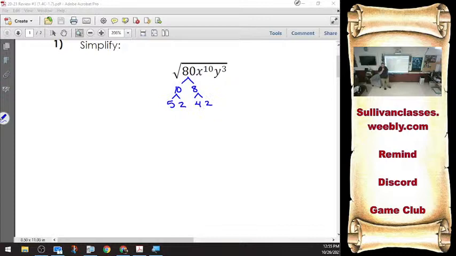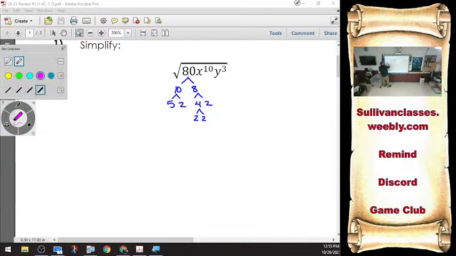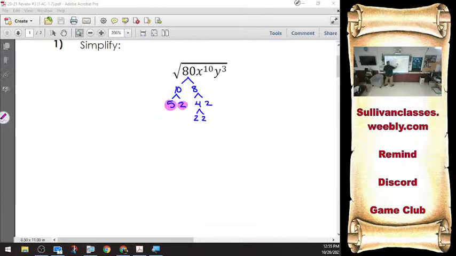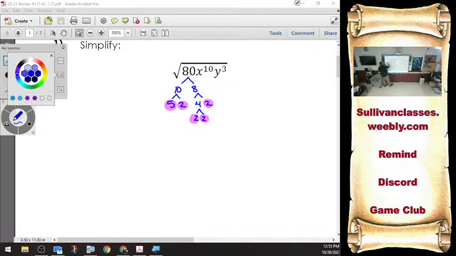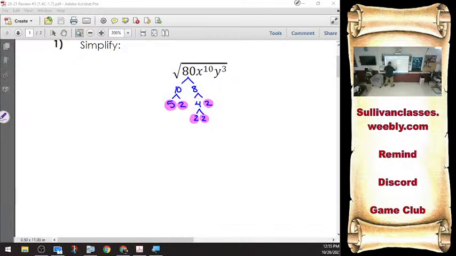Okay, can I break any of those up? Remember, we're trying to get to prime numbers. Okay. That's as far as we can go. I'm going to look at the ends of the branches. So I have, instead of square root of 80, I'm going to say square root of 2 by 2 by 2 by 2 by 5.